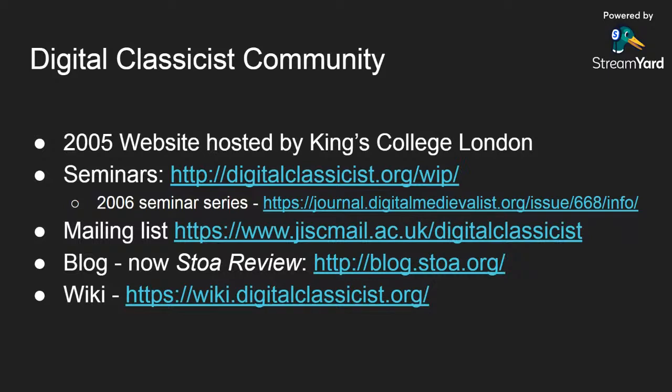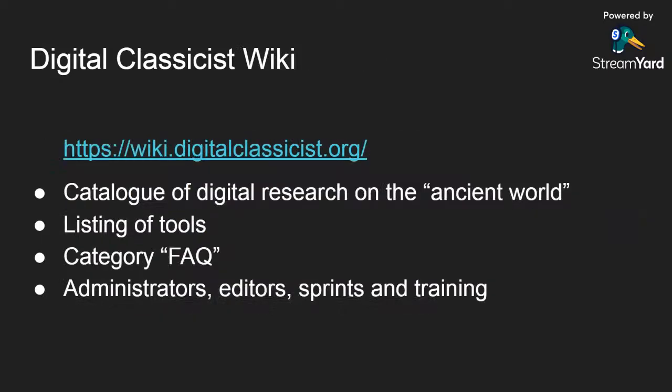There is also a mailing list which you can join through Gmail. What was originally the blog of the Digital Classicist is now the Stoa Review, so it's slightly more formal than a blog. It has some sort of light peer review and aims to publish reviews and opinion pieces more than just blog content. And we don't tend to post holiday photos. And there is also, of course, the wiki, and that's what we're talking about today.